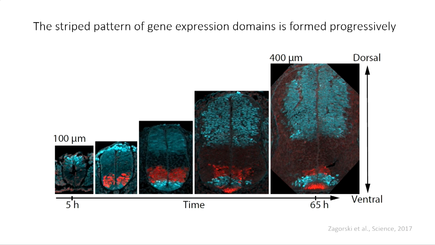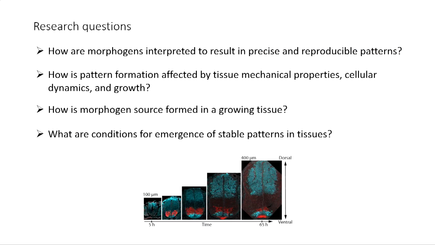My collaborator Anna Kicheva took 300 spinal cord cross sections taken at different embryonic days. Then those cross sections were immunostained to mark expression of key target genes and signaling activity of the morphogens. And now let me stop for a bit and say aloud the research questions I will be focused on in this talk.